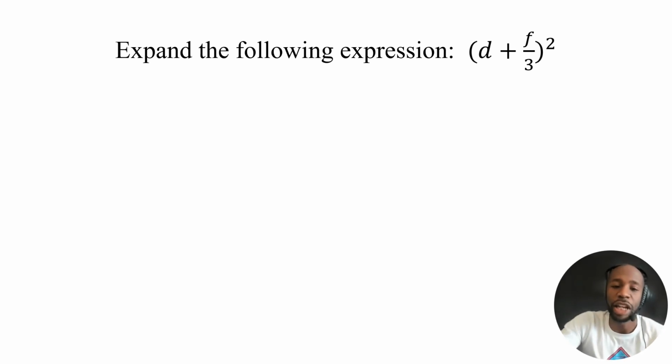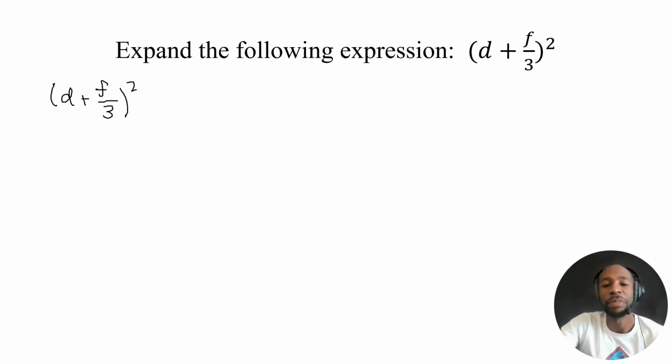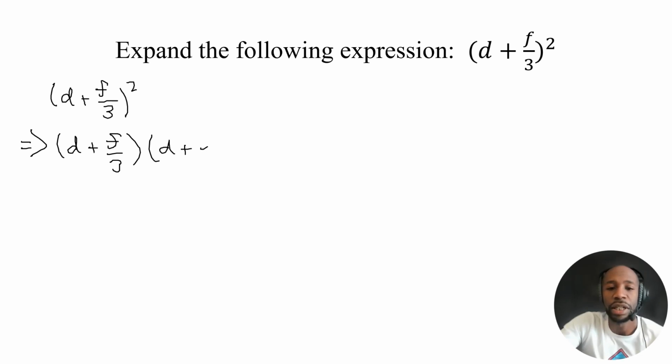All right, so let me rewrite it first. So you have (d + f/3) squared. Now we're going to expand that. We know that is (d + f/3) times (d + f/3).